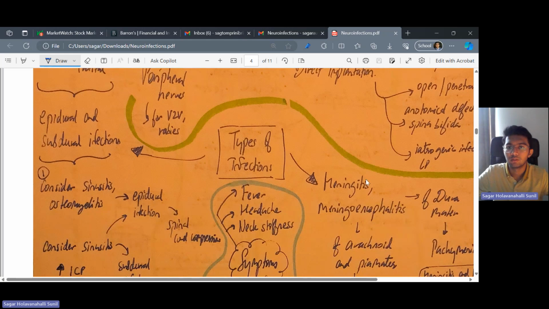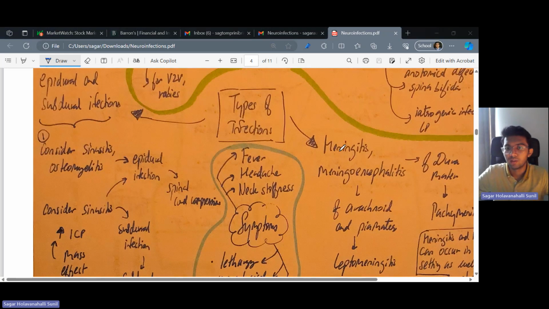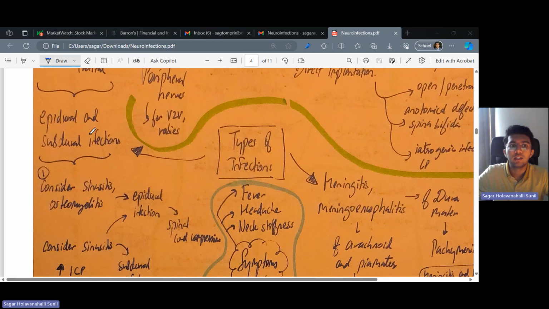Now we go to the next stage. We are now going to look at the types of infections. In types of infections, you can have two main types. One is meningitis and meningoencephalitis, which is a combination of meningitis and encephalitis together. Or you can have epidural and subdural infections. Please make note that one of these infections can result in another type of infection, or vice versa. But basically, just to make it simple, you have epidural and subdural infections, and you have meningitis and meningoencephalitis.